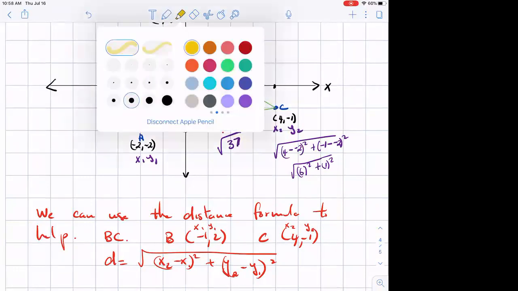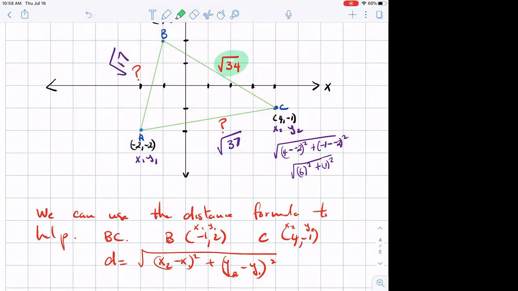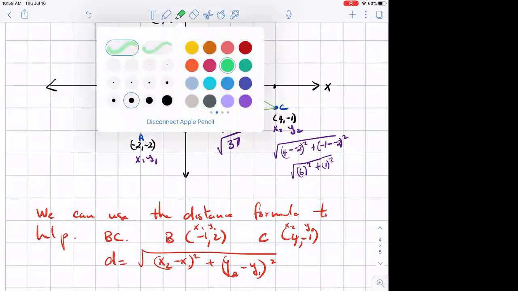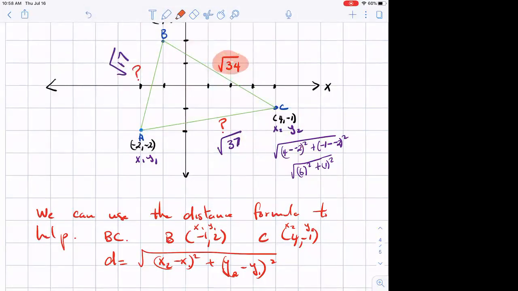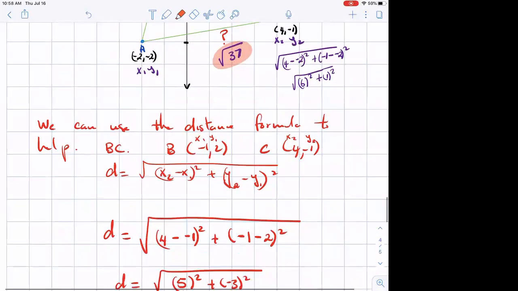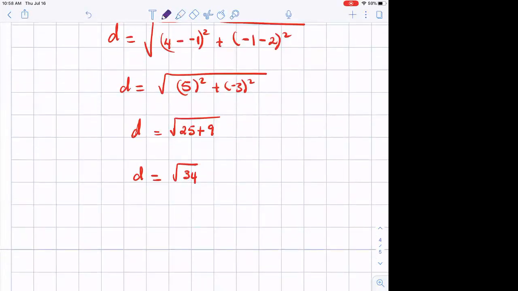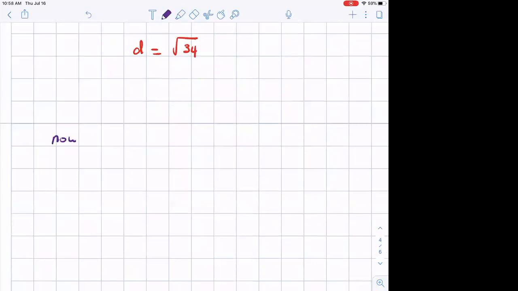You just found 3 sides. One, actually, I don't want to use green because the triangle was in green. Let's use this one. 1, 2, 3. Of those 3 sides, which one is the largest side? Come on, guys. Of this 34 and 37, which is the largest? 37. Okay. 37.